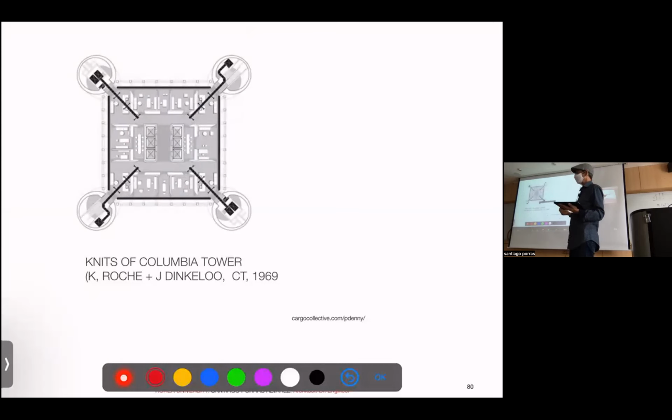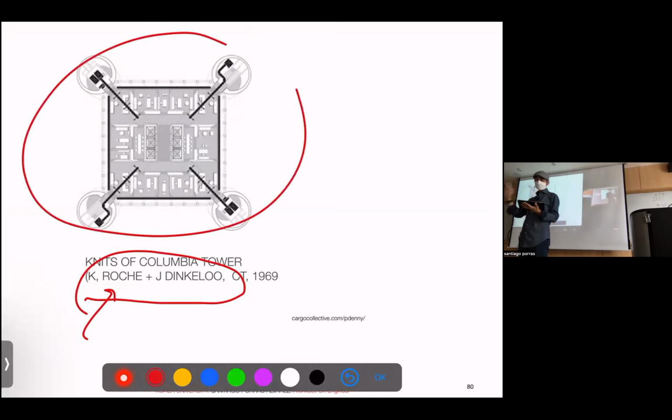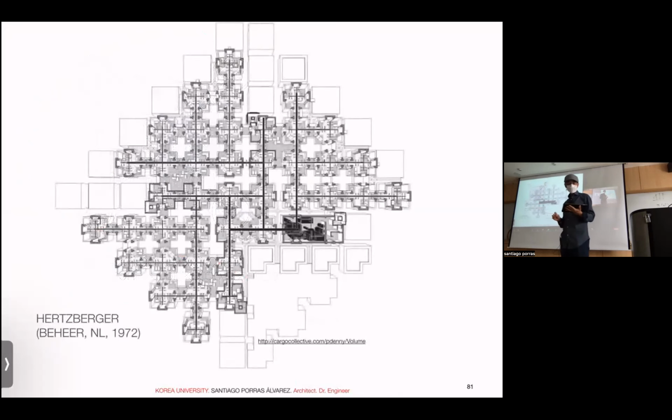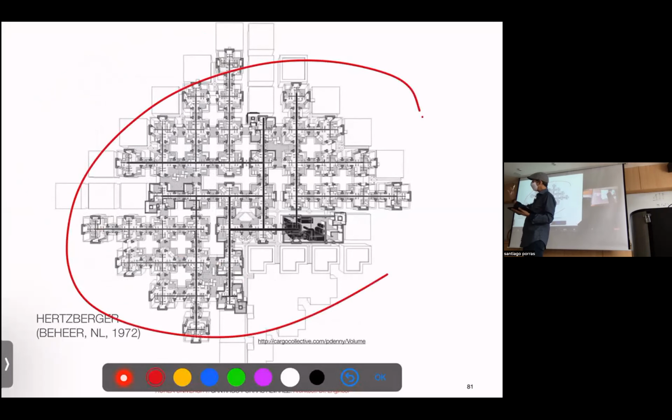More radical is Kevin Roche, John Dinkeloo, some of the best architects of the mid-century in the States, right? In which the MEP systems are a continuation of the structure and the full space conception of the building. Even better, I think, Hertzberger, one of the Dutch structuralists. This is one of his most famous office buildings. It's about decentralized, atomized, right? Having individuality with plenty of natural light and open space inside.